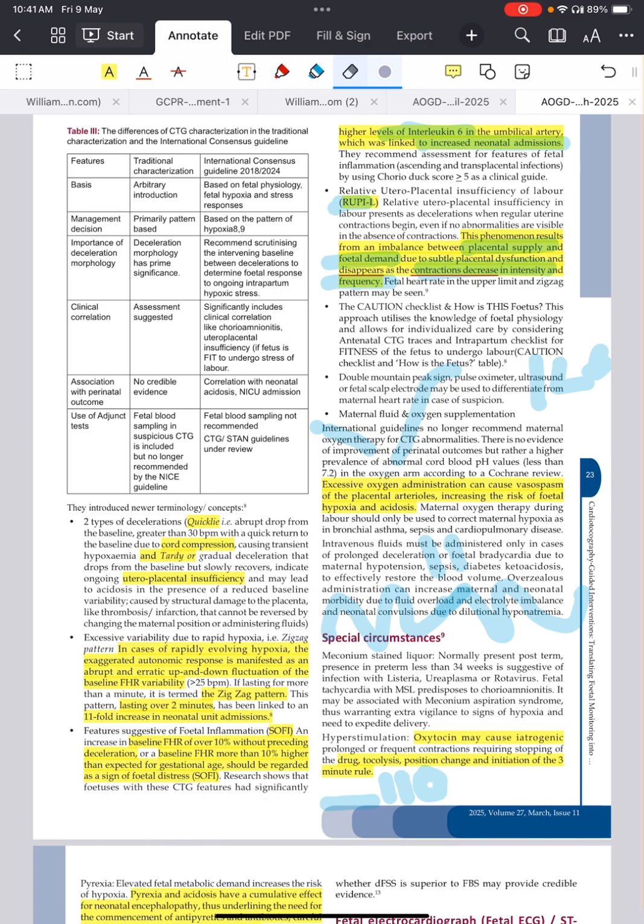There is SOFI, that is fetal inflammation. Okay, 10% rise in basal heart rate. Then interleukin 6 is seen in rise in umbilical artery. 2P is related to uteroplacental insufficiency of labor. And in certain circumstances you can also see that oxytocin causes hyperstimulation conditions. Okay.